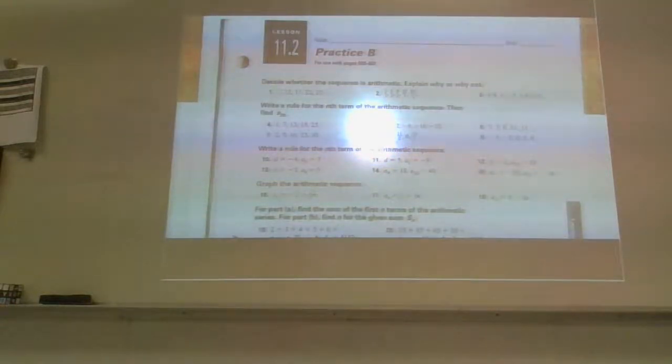So the first thing that I want to do, I would like to knock out number 11. If you want to write down the information that they give you for number 11 on that 11.2 side, I'm going to label my notes right here. This is 11.2, number 11.